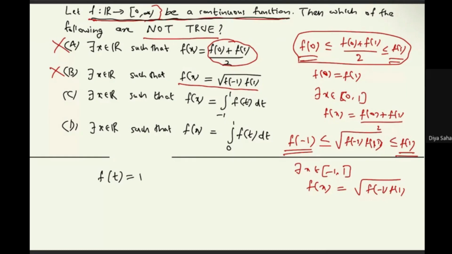If f of t is equal to 1, the integral from minus 1 to 1 of f of t is 2, because the length of the interval minus 1, 1 is 2. So you cannot find any x such that 1 equals 2, which is not true. So the third option is not true, and it should be the correct answer to this problem. This is how you come up with it: you try some examples and see whether the statement is true first. Maybe the statement is true, but what if it is not? This is how you eliminate some options.